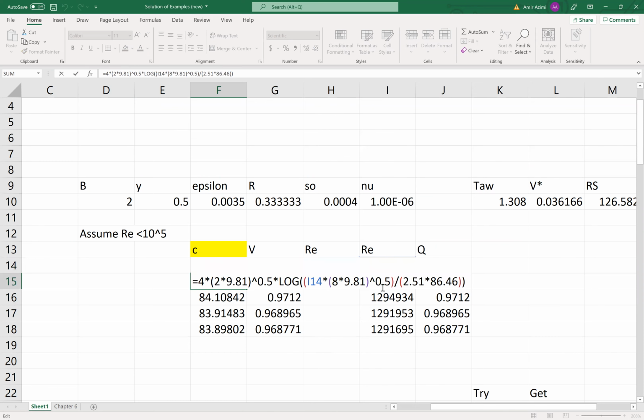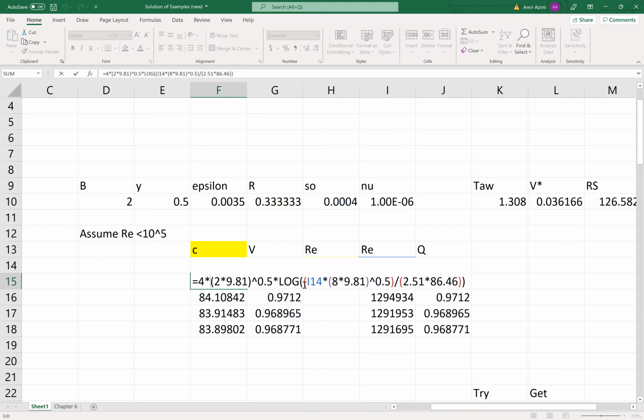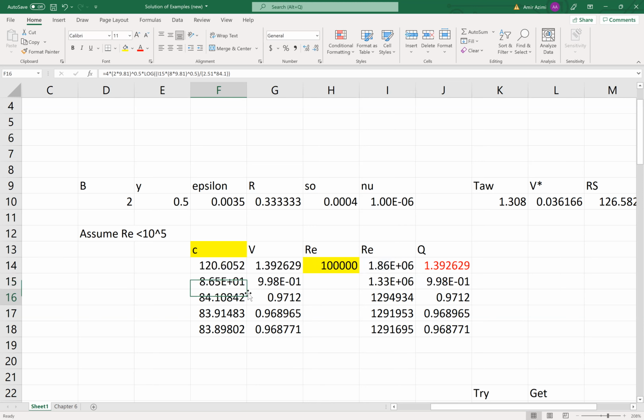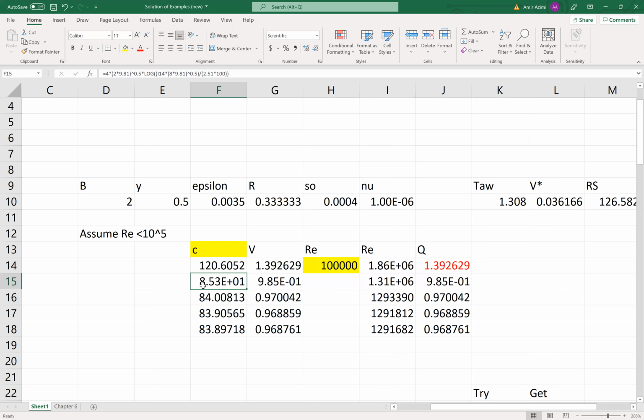Therefore, we are going to use the other formula, which is 4 times the square root of 2g times log of Reynolds number times the square root of 8g, divided by 2.51 times C. Okay, so we can do trial and error to find this value. So what we do is we just put the value of 100 here, and then we get the value here. So let's say if I put 100 here as a start, I got 85.3.